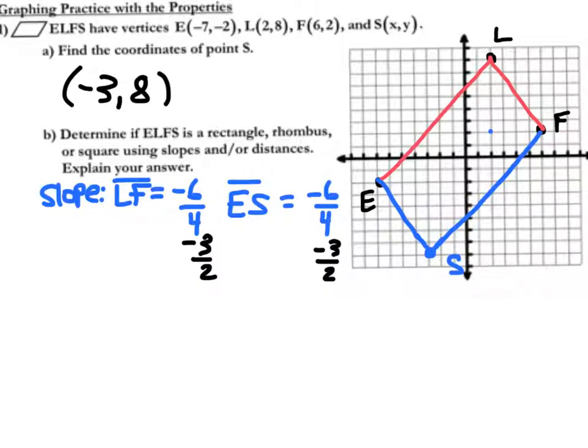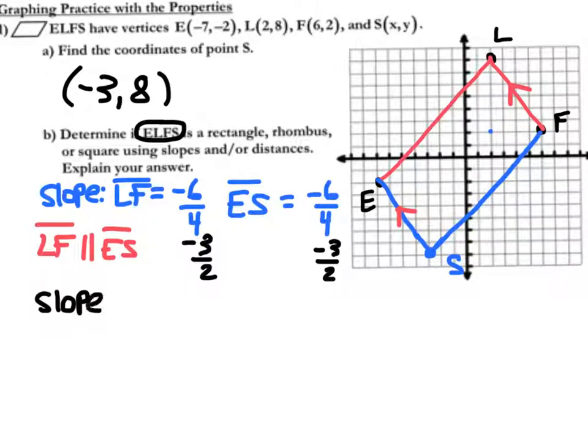Cool, so now I need to find my other 2 slopes. Now, why am I finding the slopes? I need to determine what this shape is. So before I determine that it's a rectangle, rhombus, or square, I need to show that it's a parallelogram. So I already have that these 2 opposite sides have the same slope, so they're parallel. All right, so one pair of opposite sides parallel. Now I need to show that the other pair of opposite sides are parallel.